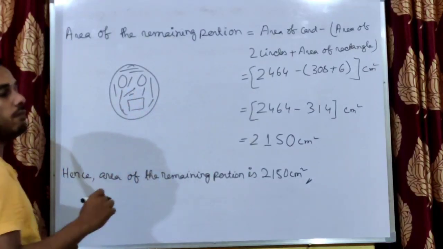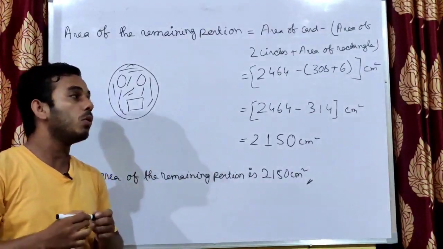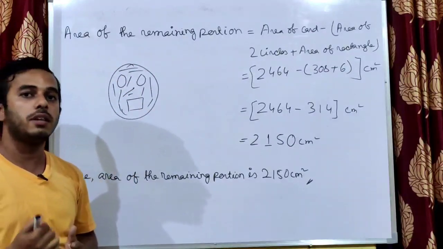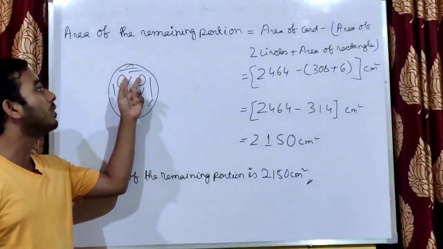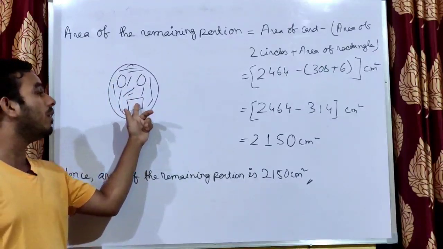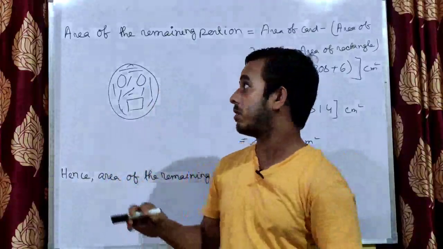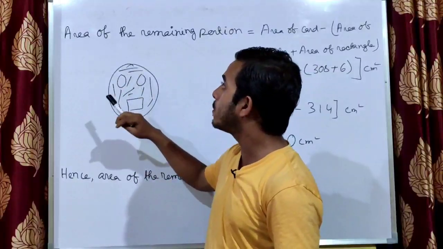So what we have done? First we found the area of this whole circular sheet. Then we found the area of both the circles. Last we found the area of this rectangle, right? After that we have subtracted. For finding the area of this portion, what have we written?